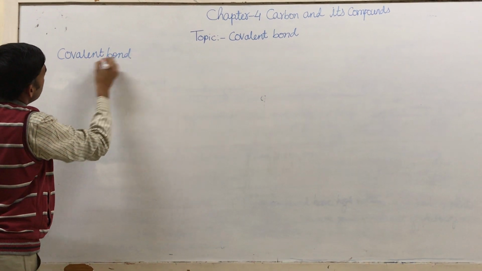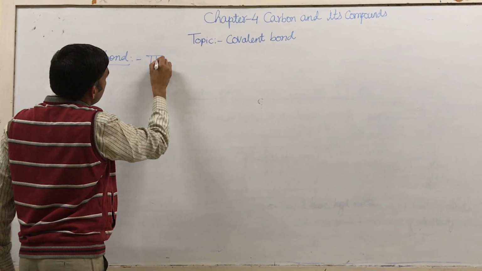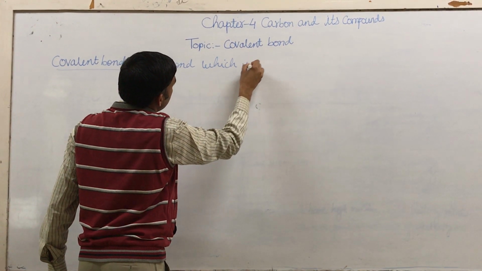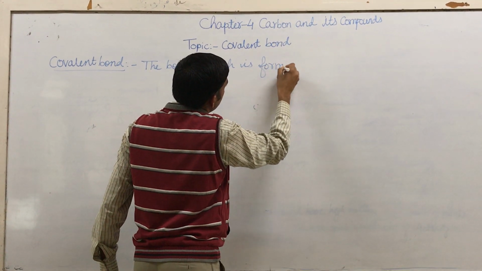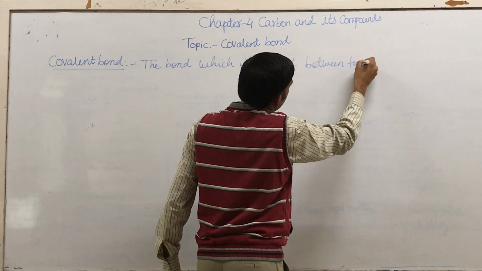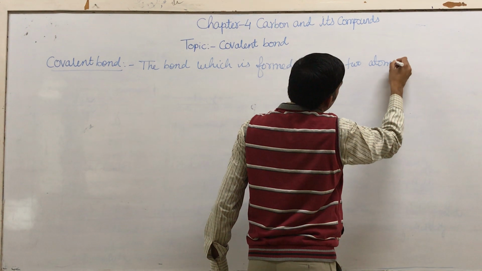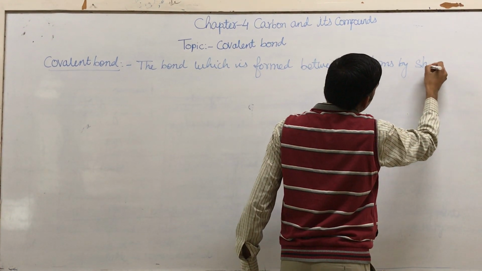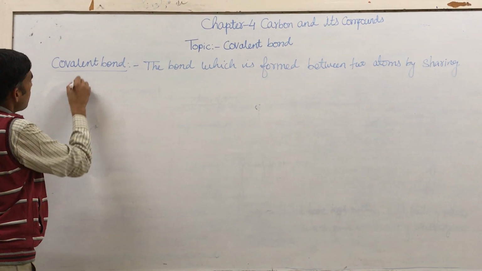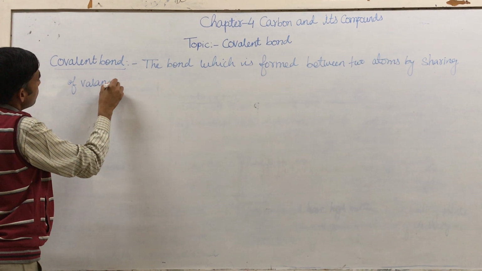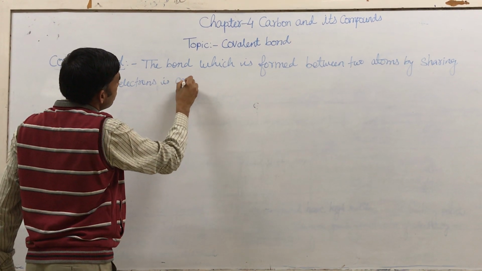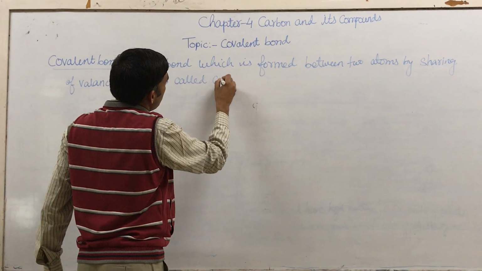The bond which is formed between two atoms by sharing of valence electrons is called a covalent bond.